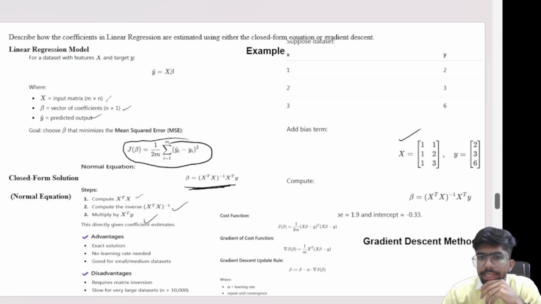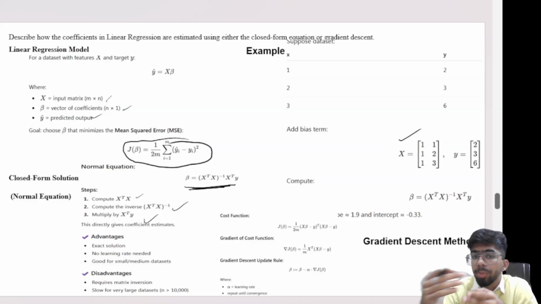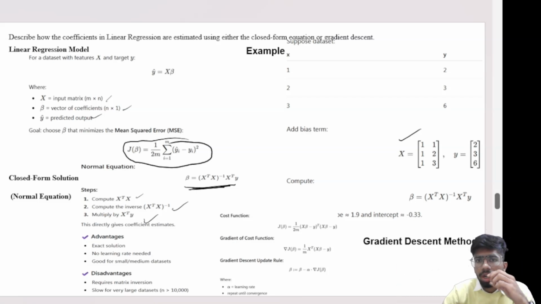Now moving on to the gradient descent method. Gradient descent is an iterative optimization algorithm, especially for large data sets. The idea is to start with random coefficients, compute the gradient of the cost, and update beta repeatedly until the cost stops decreasing. Steps shown in the slides are: first, initialize coefficients beta equal to 0 or some small random value. Then compute the predictions y cap equal to X times beta, compute the gradient, and then update the coefficients.